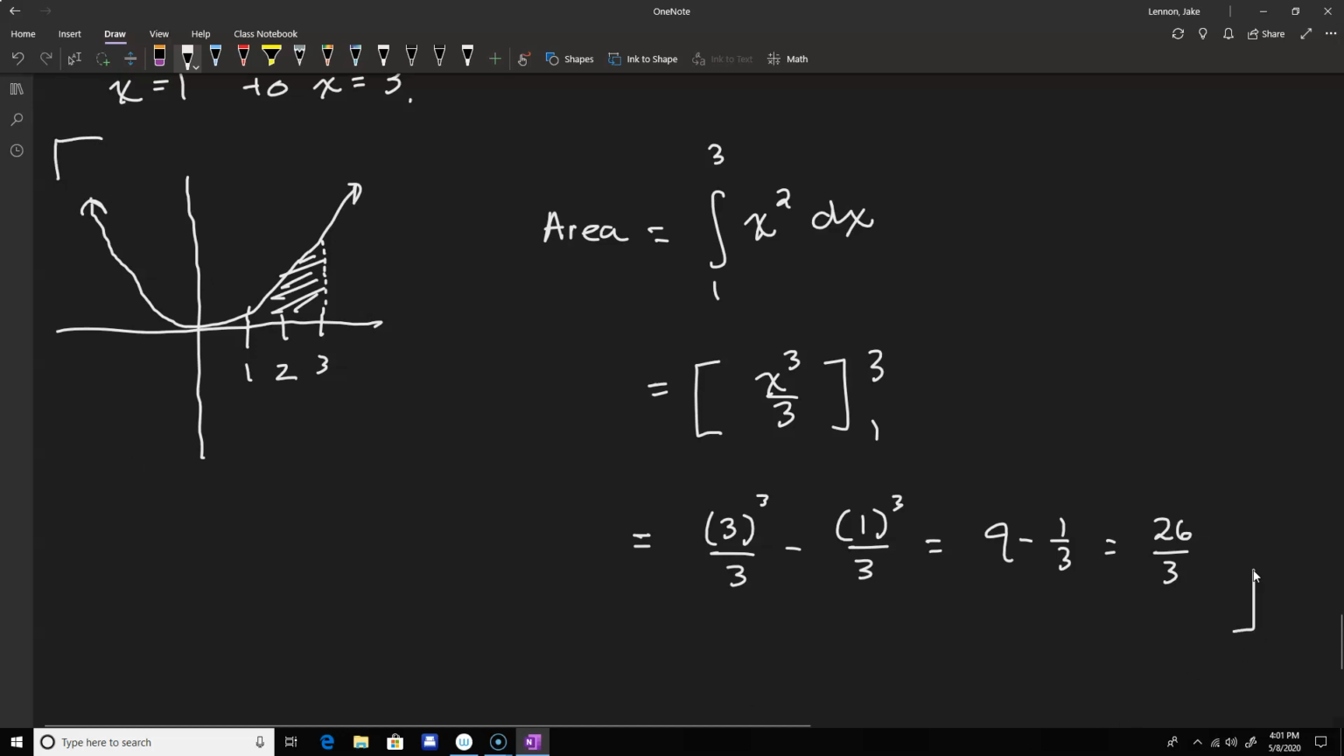If we tried to use a rectangle approximation, we probably would get something maybe like close, but not exactly correct. Using this method, we can find the exact area so long as we know how to find the antiderivative.